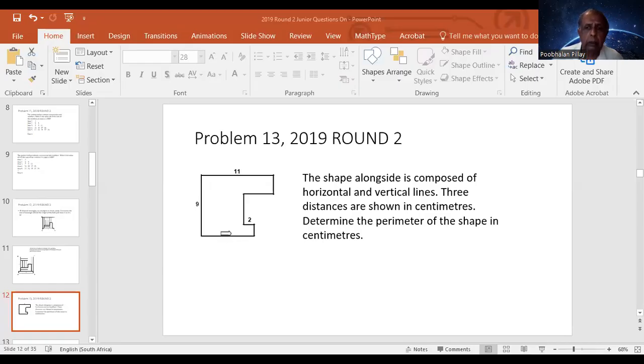So how are we going to find the perimeter? Because the perimeter means you're adding all the lengths all around. So this requires a little bit of ingenuity. How can you find the perimeter just given these 3 numbers? All right. So let's go straight to the solution to the problem.